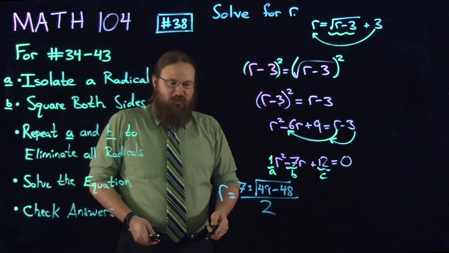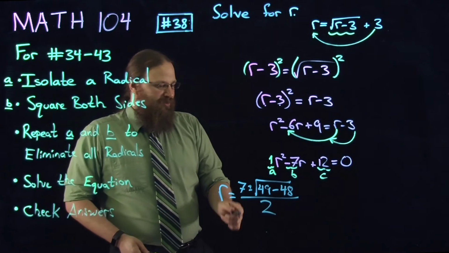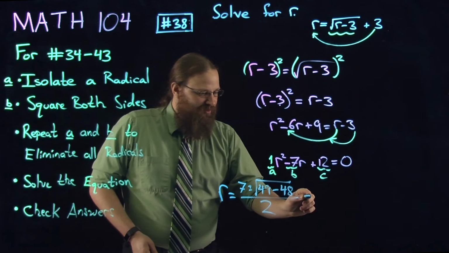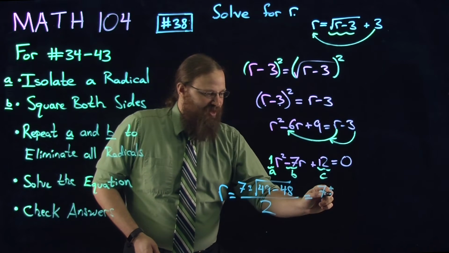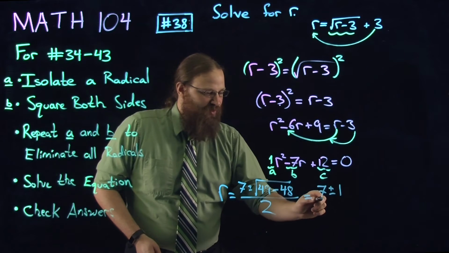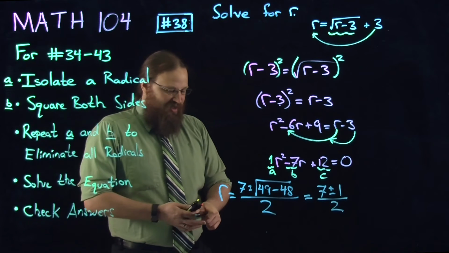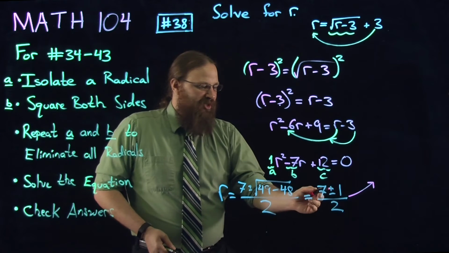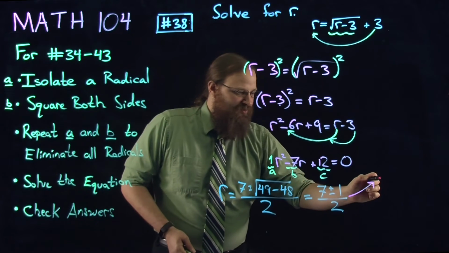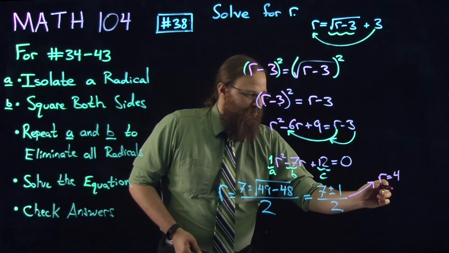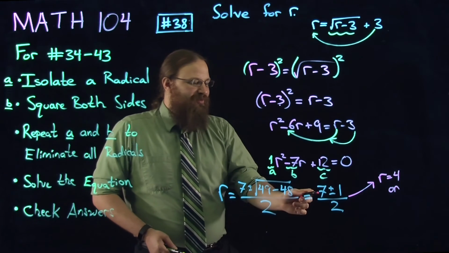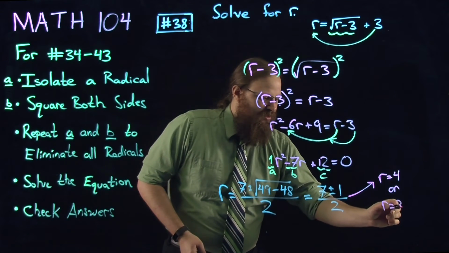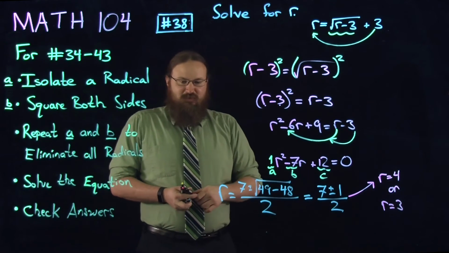So from this, we're going to get two solutions. 49 minus 48, that's 1. So we get 7 plus or minus the square root of 1, which is 1, divided by 2. This leaves us with two solutions. The first solution, 7 plus 1, which is 8, divided by 2. Or 7 minus 1, which is 6, divided by 2. So here we have two solutions.